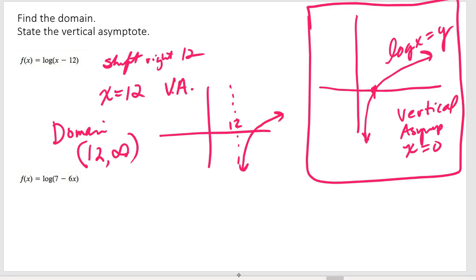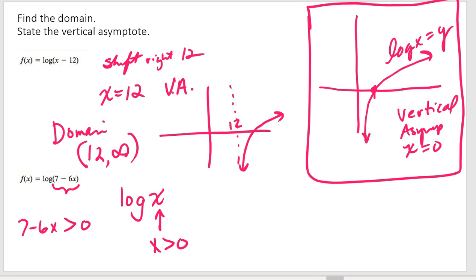So this one here is a little different. I can't picture this as easily because it's not just a direct shift. It has a stretch in here too. So instead, I have to say to myself, I know that a log, let's use an x instead, the log of x has to be greater than 0. That was how we defined it. So 7 minus 6x must be greater than 0.